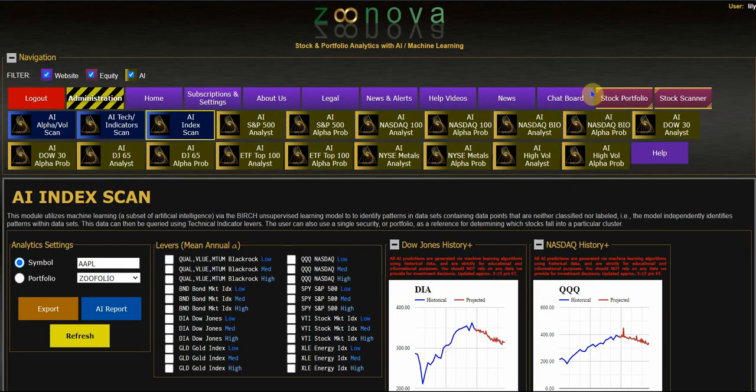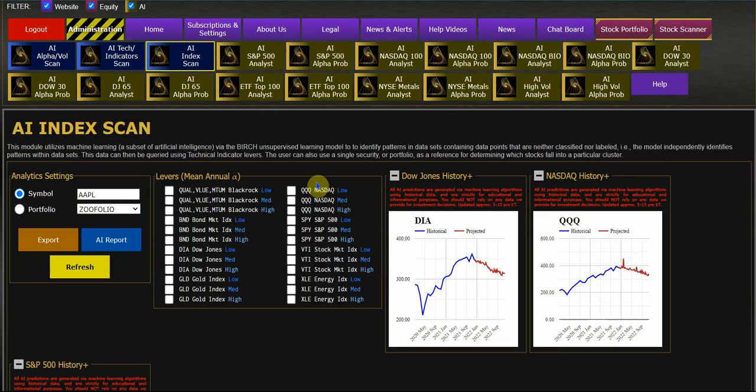So again, a very powerful new tool added to the Zenova platform for querying different stocks versus the underlying indexes and using alpha as the return.